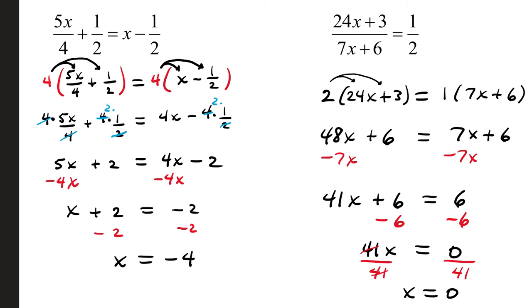This 4x stays the same. And then negative 4 times a half is negative 2.